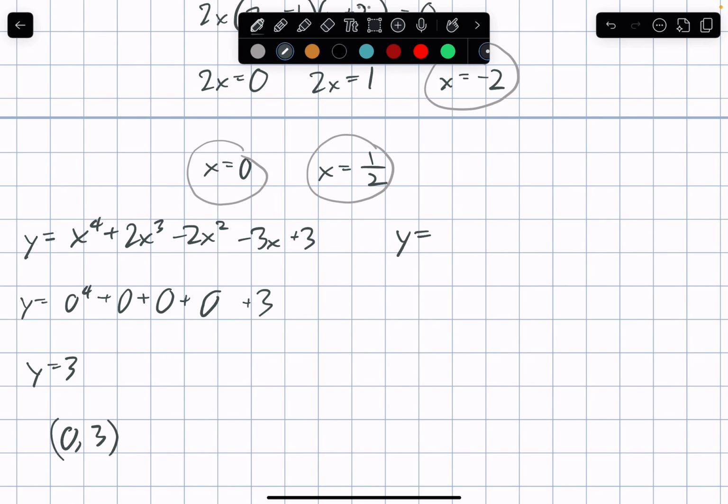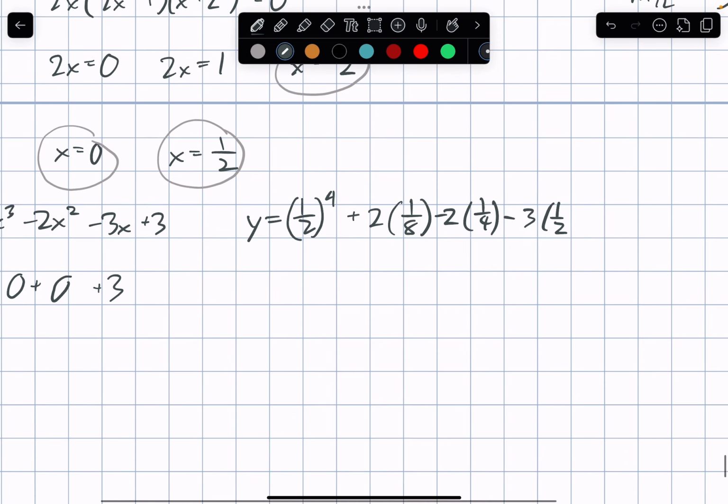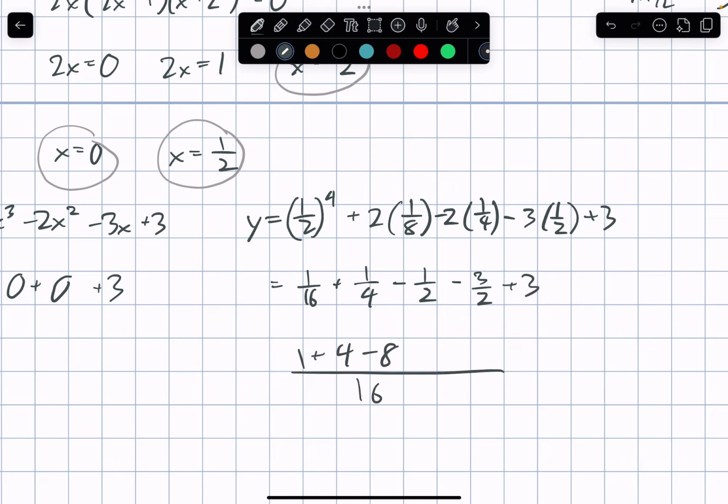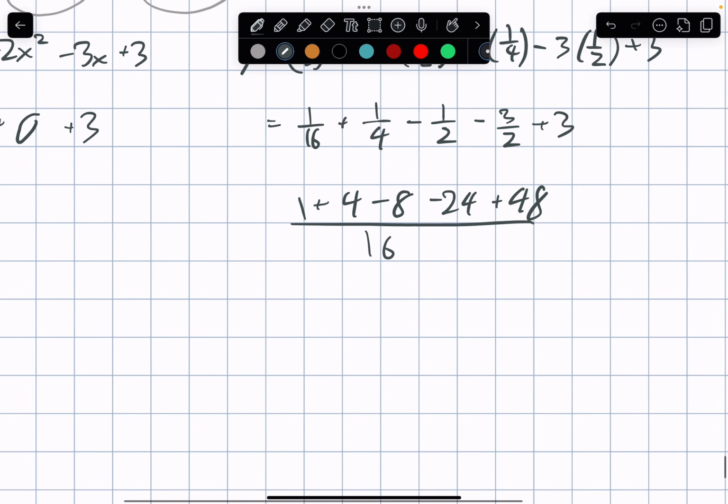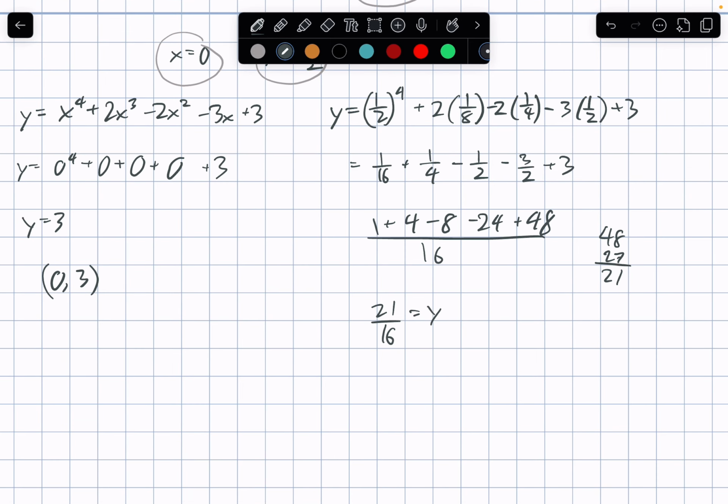Next, if x is equal to 1/2, we have 1 half raised to 4 plus 2 times 1 over 8 minus 2 times 1 over 4 minus 3 times 1 half plus 3. 1 over 16 plus 1 over 4 minus 1 half minus 3 halves plus 3. Okay, so y is 21 over 16.